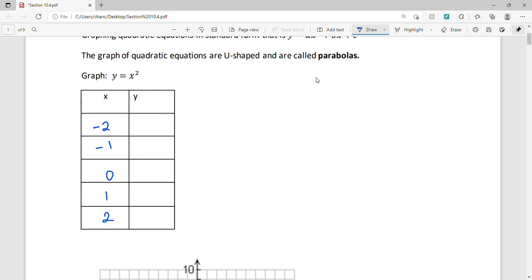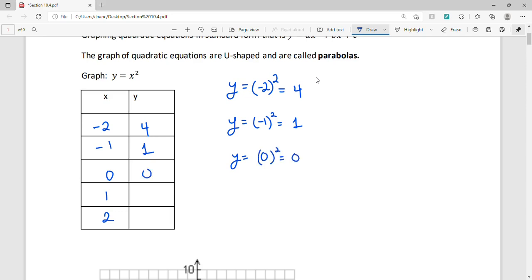This is just a random set of values that's going to give us the general shape for the parabola. So we'll plug in -2 into the equation, and -2 squared gives us +4. We'll plug in -1 for x, and when we square that we get +1. We'll substitute 0, and 0 squared is 0. And so you can see here we have 0 squared is 0, 1 squared is 1, and of course 2 squared is going to give you 4.